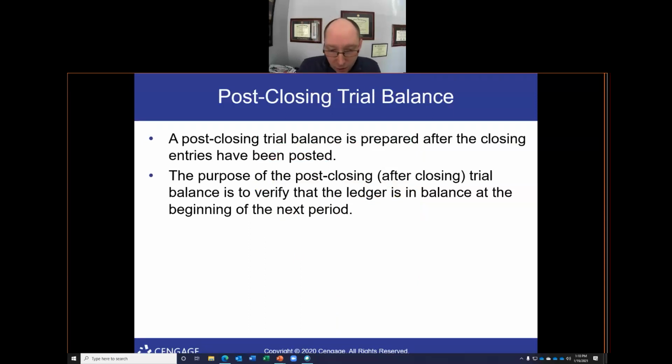Now, after we've made our closing entries and gone through the closing process, then we perform what's called a post-closing trial balance. A post-closing trial balance is prepared after the closing entries have been made. The purpose of this is to verify that the balance in the ledger at the beginning of the next period is at 0.